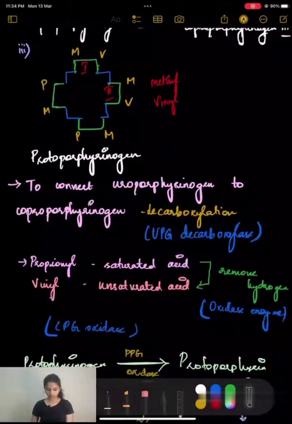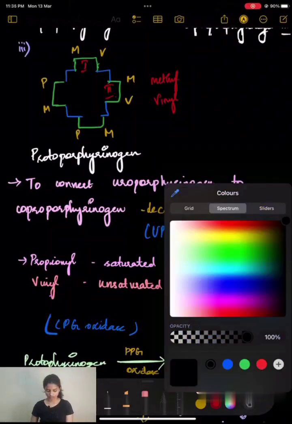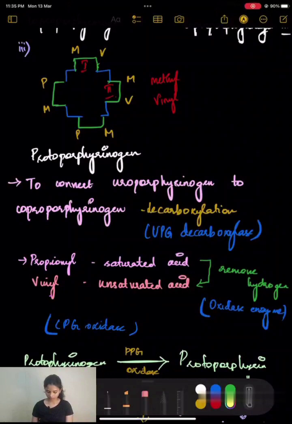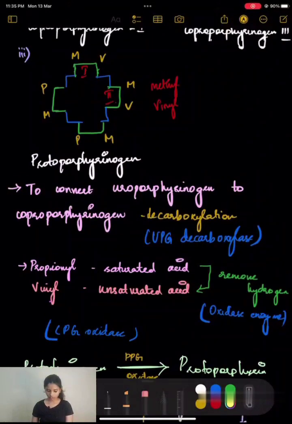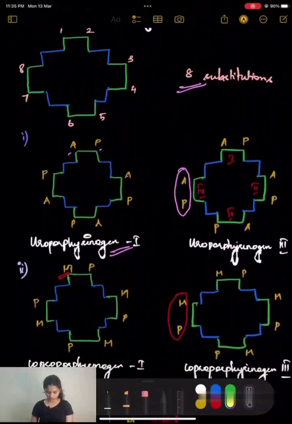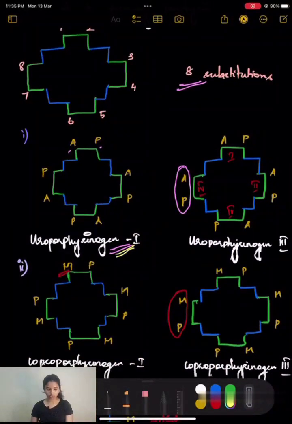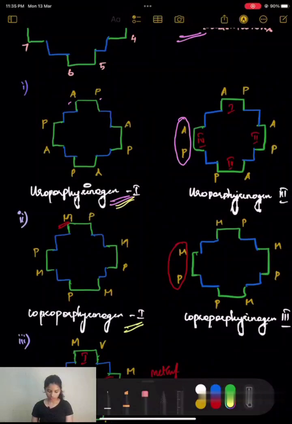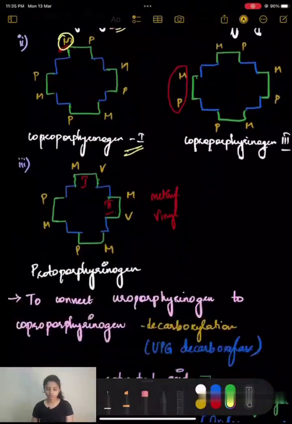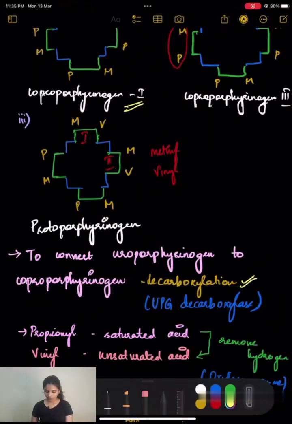Okay. Now let me tell you how to convert the UPG and CPG and other heme intermediates. First, this is the uroporphyrinogen structure and this is the coproporphyrinogen structure. So the only difference is that in the place of the acetyl group, here there is a methyl group. So the acetyl group is converted into a methyl group with the help of decarboxylation. So the enzyme required here is UPG decarboxylase. So the enzyme which is used to convert UPG into CPG is nothing but UPG decarboxylase.